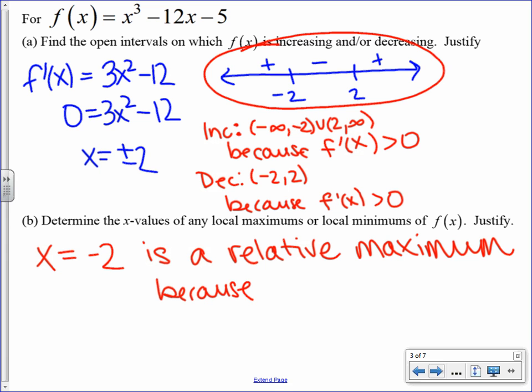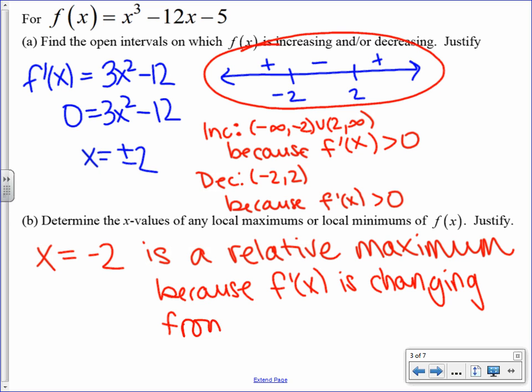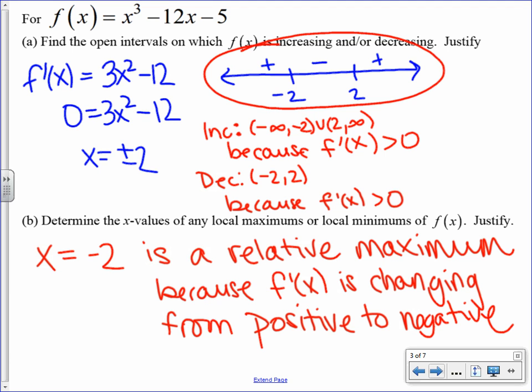Because the derivative is changing from positive to negative. A sign chart is not justification. You have to tell me about it. Okay? What's happening here at 2? And why do we have a relative minimum, John?